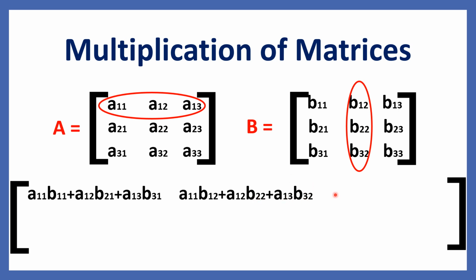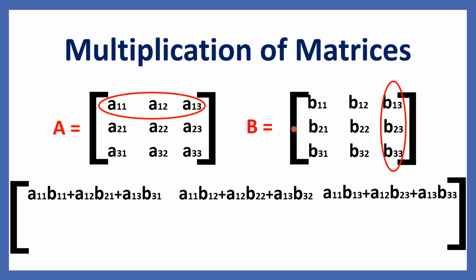Now, to get the first element of the third column, we have to consider the first row of the first matrix and the third column of the second matrix. Thus, we get A11 into B13 plus A12 into B23 plus A13 into B33. That is, each element in the first row of the first matrix is multiplied with each element in the third column of the second matrix, and each of these are added with each other. Thus, we get the first element in the third column.